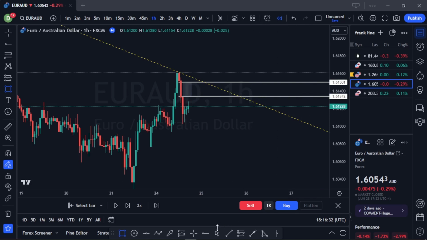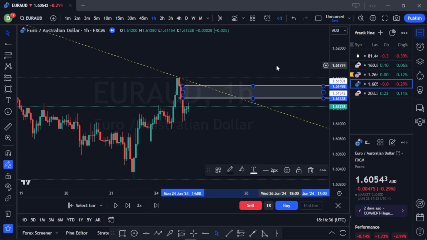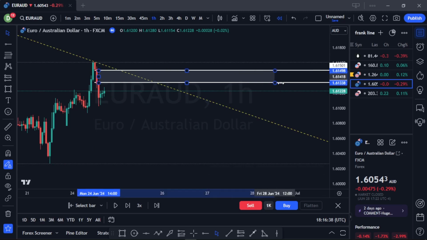So let me just get my drawing tool. So we have a fair value gap here. So here it is. Now I have this fair value gap. Now the next thing I'm looking for is that I'm still looking for the market to either pull into this fair value gap at this point or pull back to the trend line. So now I'm still going to wait.